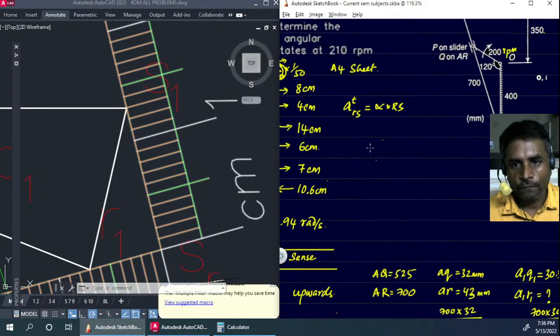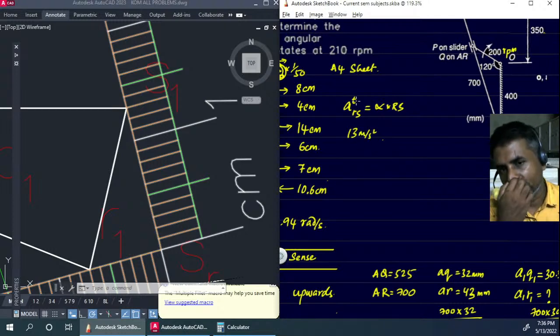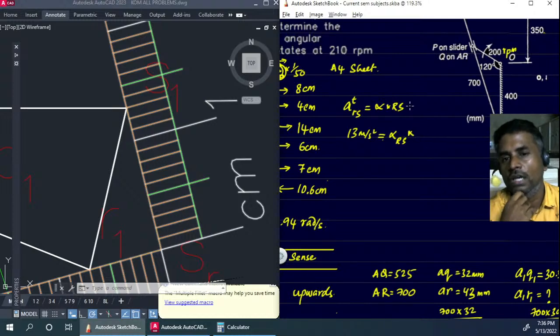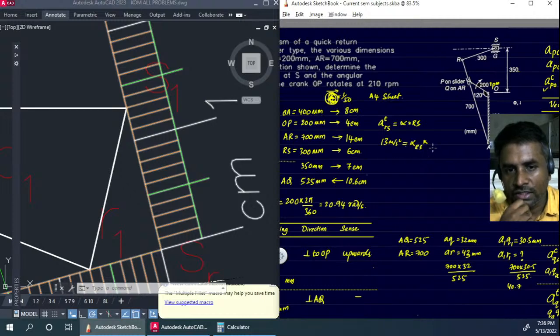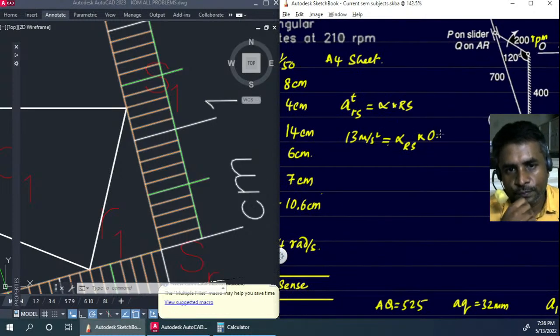Because 13 mm is going to be the same in meters per second square. Okay, is it the same? Yes, of course it is the same. So 13 meters per second square, that's the value of the tangential component of R with respect to S. That will be equal to alpha of RS multiplied with RS. The length RS is 300 mm. We have to take its value in meters. So alpha of RS will be 13 divided by 0.3.